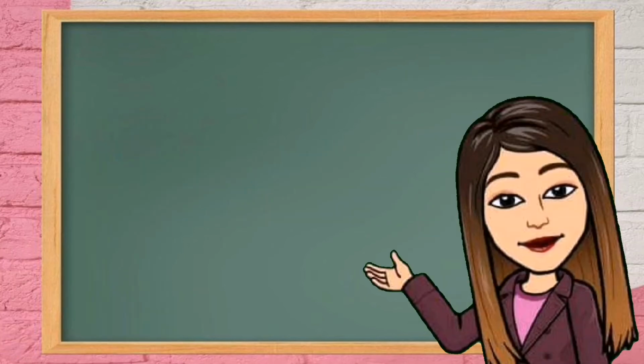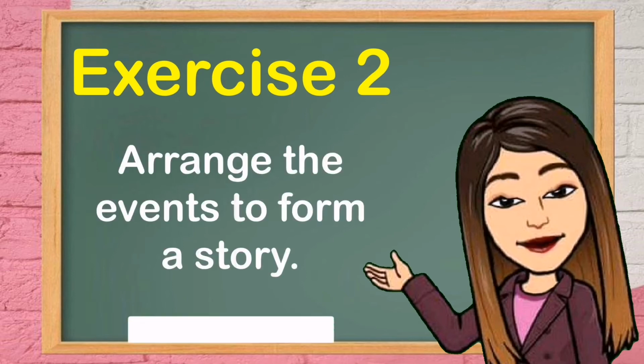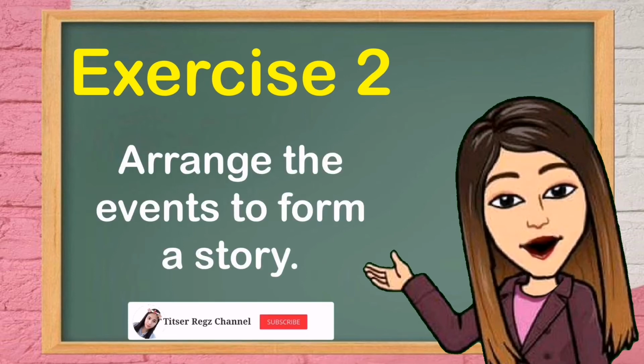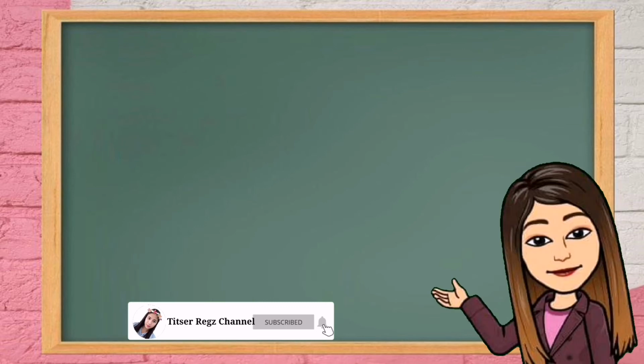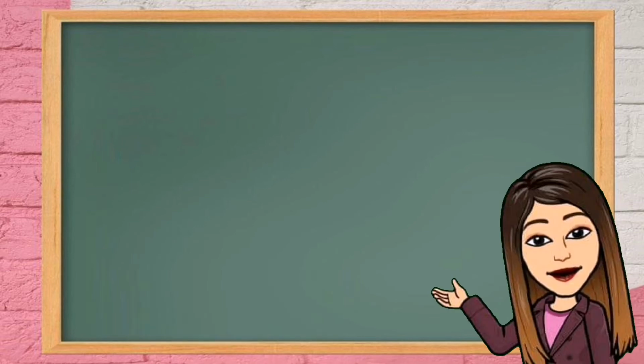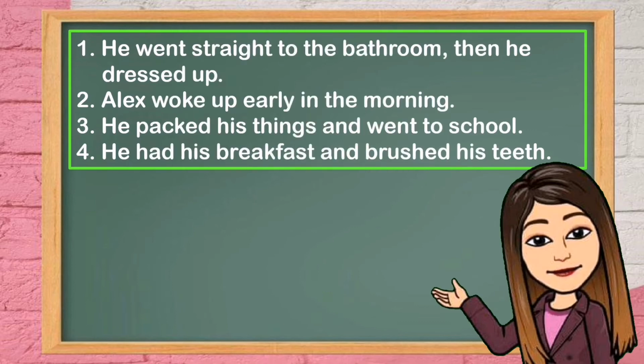Let's have our exercise 2. What you are going to do is to arrange the events to form a story. So here is the list of events that you are going to arrange to form a story. He went straight to the bathroom, then he dressed up. Alex woke up early in the morning. He packed his things and went to school. He had his breakfast and brushed his teeth.